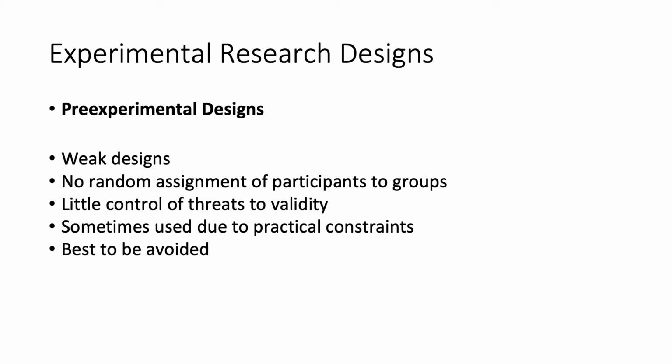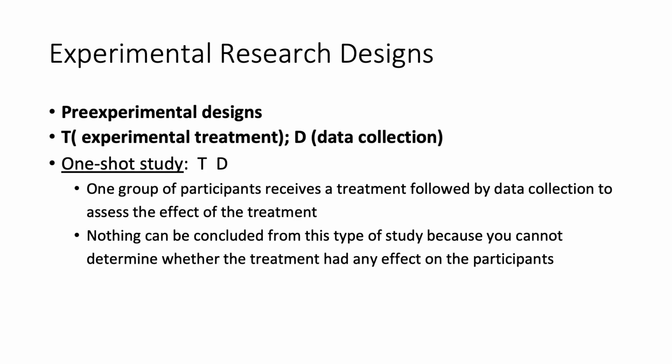The pre-experimental designs are weak designs that do not utilize random assignment of participants to groups and control very few threats to validity. So these types of designs don't allow for a conclusive determination of cause-effect relationships. Also, these designs are usually selected due to practical constraints, and one thing to note is that these designs are to be avoided. When looking at pre-experimental designs, it may consist of a one-shot study, which involves one group of participants that receives a treatment, designated as T, followed by data collection, designated as D, to assess the effects of the treatment.